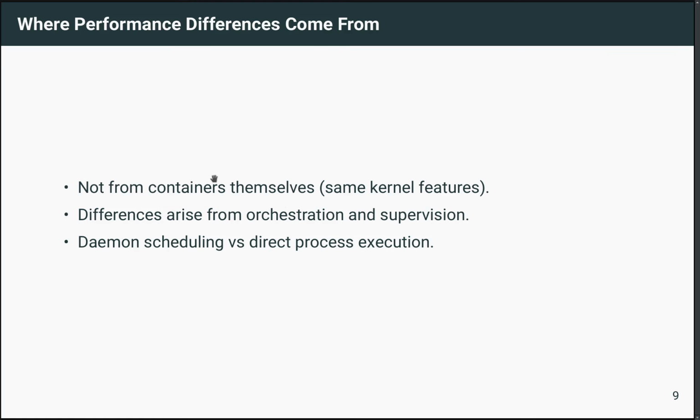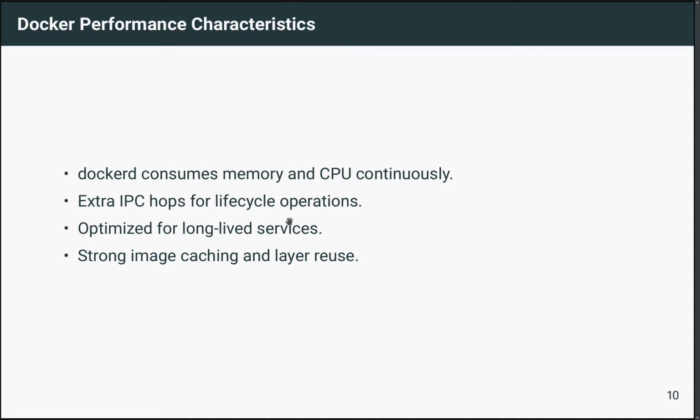Now we look at the performance difference. So performance is not from the containers themselves because both have the same kernel features. The difference between Podman and Docker comes from the orchestration and supervision. That is daemon scheduling versus direct process execution. Dockerd and Containerd will consume memory and CPU continuously. For Docker, extra IPC hops for lifecycle operation. Docker is optimized for long-lived services. It has strong image caching and layer reuse.